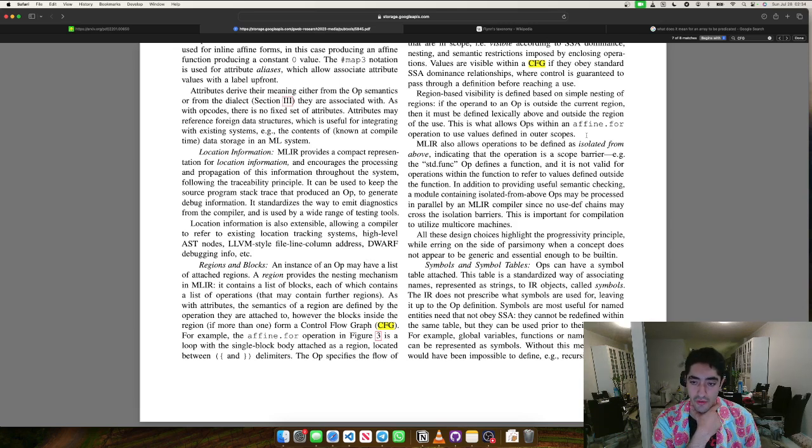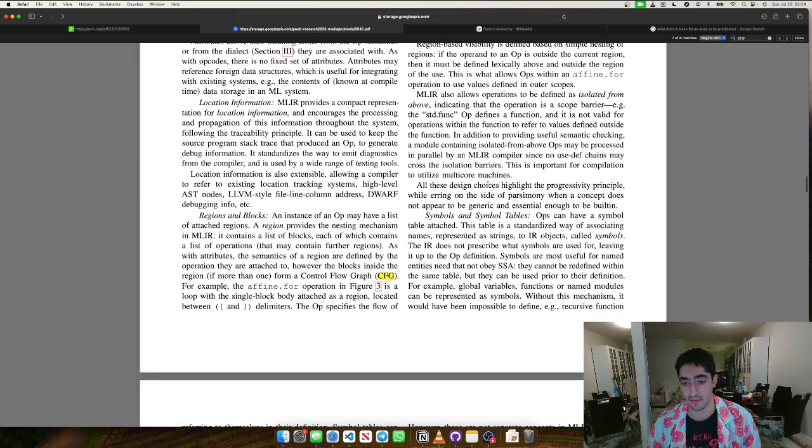All these design choices highlight the proximity principle while erring on the side of parsimony, where a concept does not appear to be generic and essential enough to be built in.